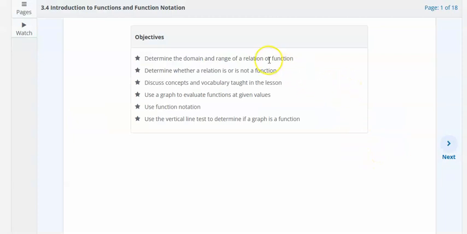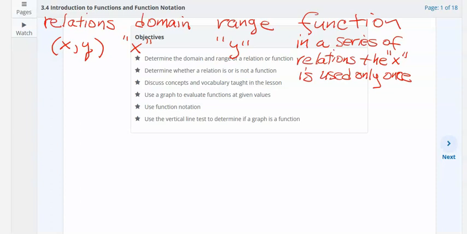And I'd like to go over the objectives too. Determine the domain and range of a function. Determine whether a relation is or is not a function. Discuss concepts and vocabulary taught in this lesson. Again, that's our main purpose here. And use a graph to evaluate functions at given values. Use function notation. And use the vertical line test to determine if a graph is a function. Again, all of this is going to be under background.